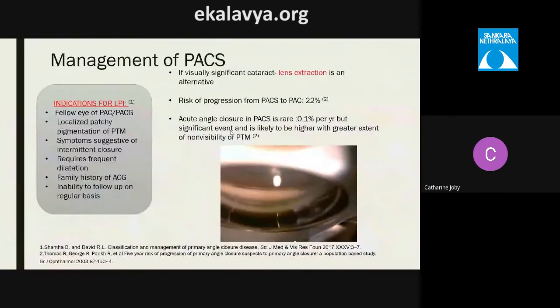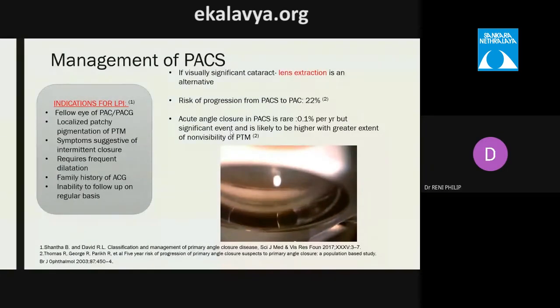Moving to the management of primary angle closure suspect. The indications for laser peripheral iridotomy are if the patient has other eye primary angle closure or primary angle closure glaucoma, if there is localized patchy pigmentation of the posterior trabecular meshwork or symptoms suggestive of intermittent angle closure, if the patient requires frequent dilatation, like diabetic patients, or if there is family history of angle closure glaucoma, or if the patient is unable to follow up on a regular basis.